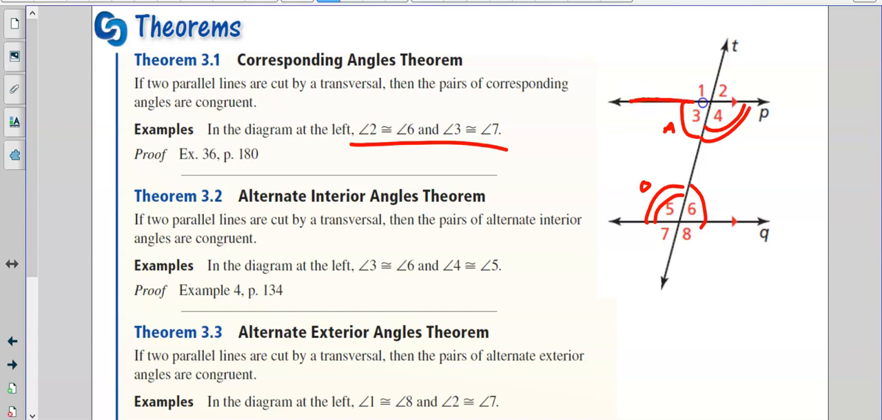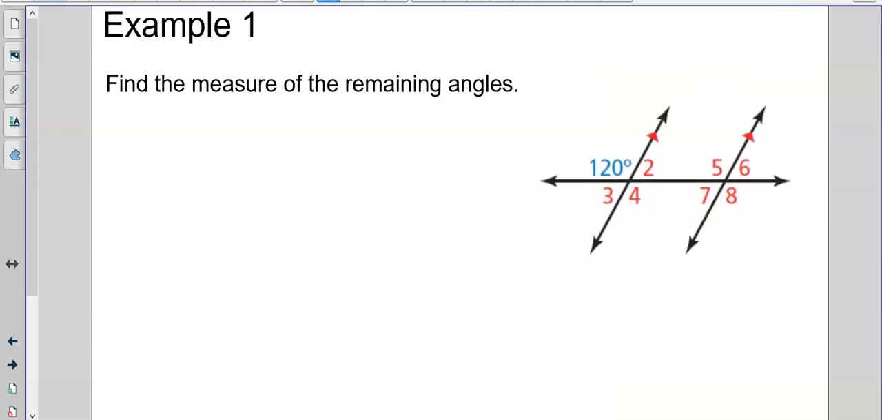Okay, see how 3 and 4 make a straight line, right? They form 180 degrees. And if we know 3 and 6 are equal to each other, then 6 and 4 are supplementary just like 3 and 4 are supplementary. Basic substitution.